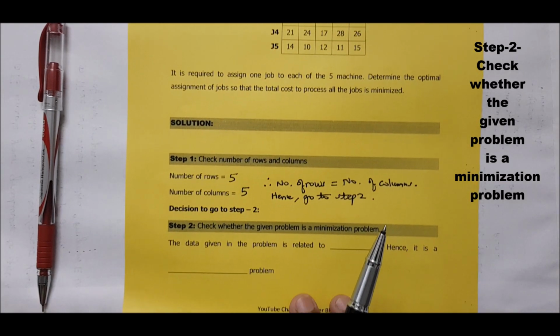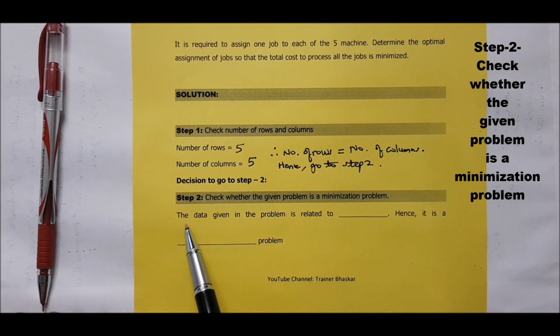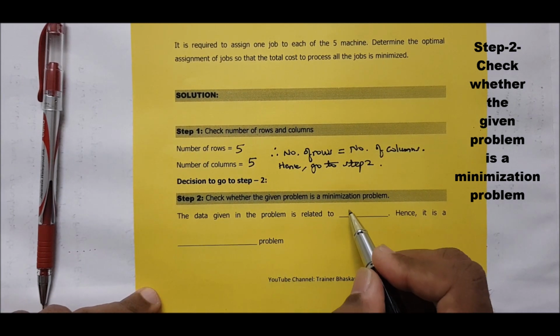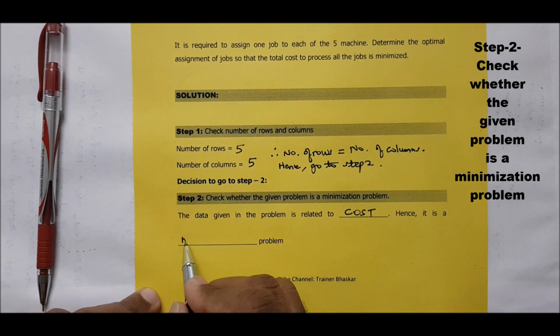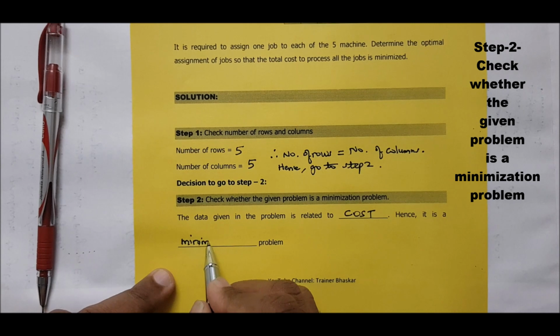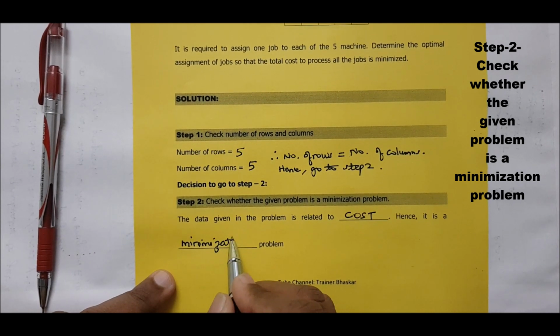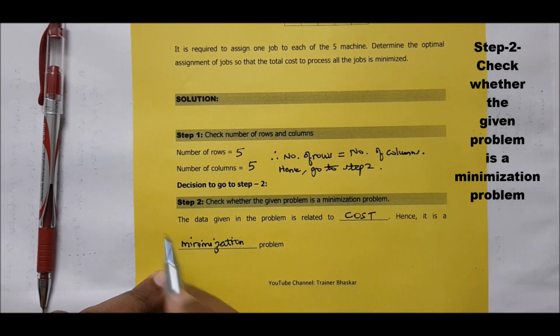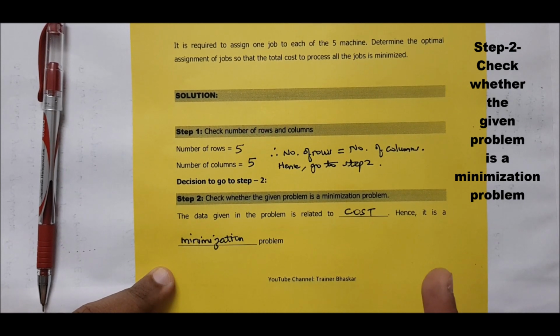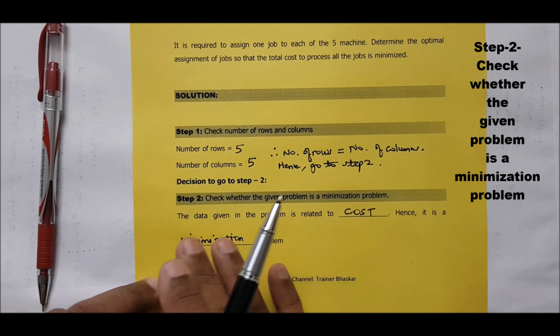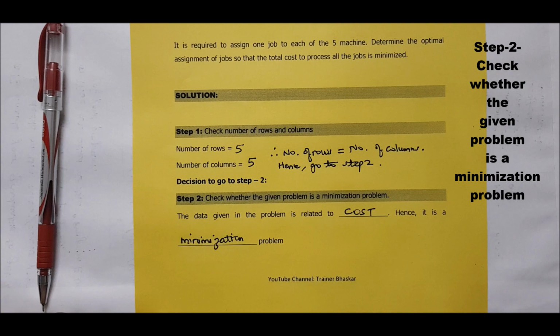Then you just think and see. The data given in the problem is related to cost. Hence, it is a minimization problem. And only if it is a minimization problem, we can go to step 3. Otherwise, we have to convert the given problem, which might be a maximization problem, to a minimization problem and then proceed. But here, since it is a minimization problem, we can directly go to step 3.